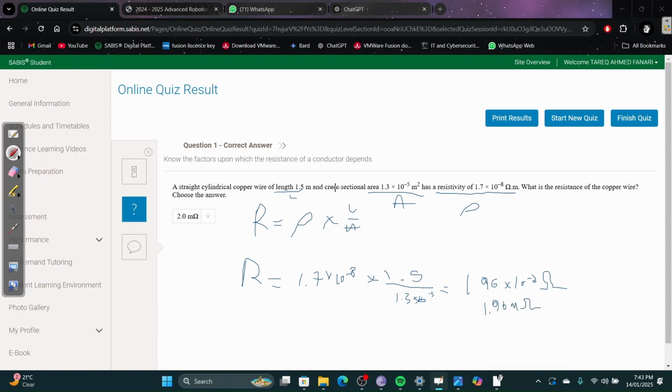Okay. Now, obviously, they wanted two significant figures, so you round to the second significant figure. This is gonna round to 2 milliohms. Okay, that's it.